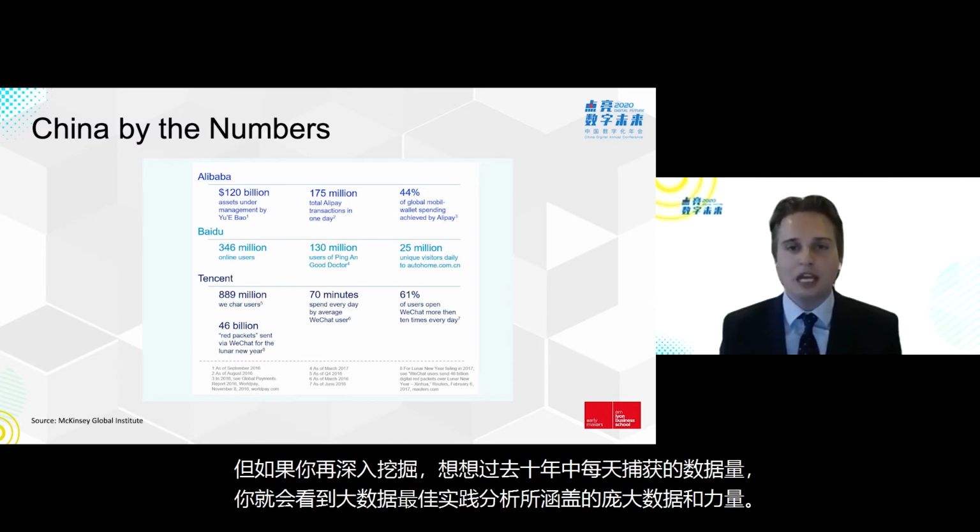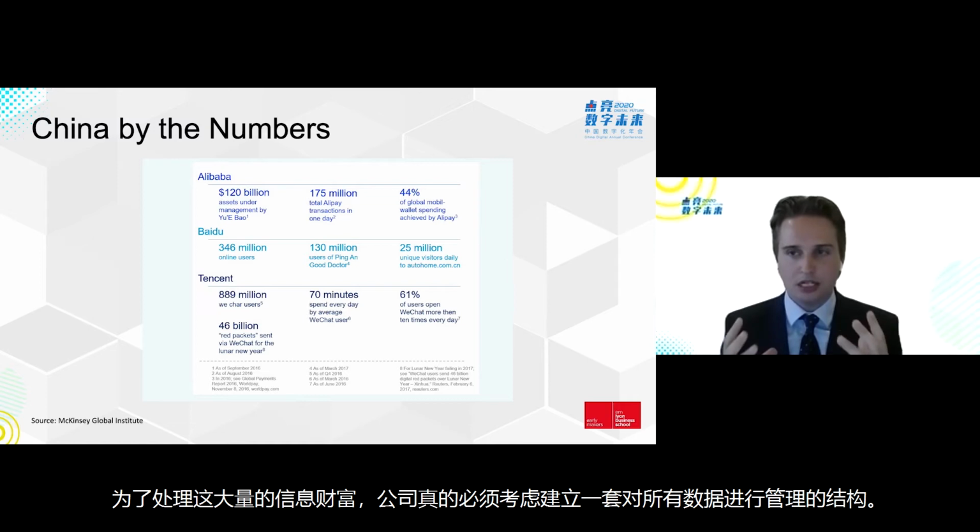But if you take a deeper dive and start thinking about the tremendous amount of data that is captured every day for the last decade, you will start to see the sheer numbers and the power that has been involved in the analysis of big data best practices. In order to deal with this tremendous wealth of information, it is really required that companies start to think about setting up a structure to manage all this data.